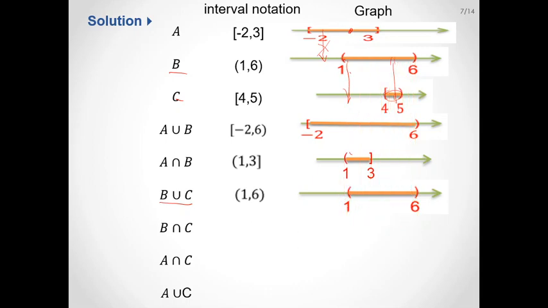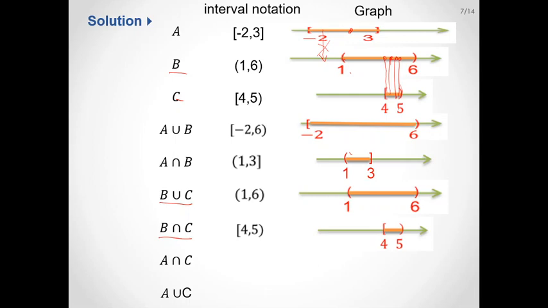And we can write it as 1, 6. Now let's come to B intersection C. B intersection C means we're tracking the common elements, so that are both in B and C. So look at these elements. These elements are common, so it will be from 4 to 5. Indeed, C is a subset of B, so the intersection will be again C, or 4 to 5.